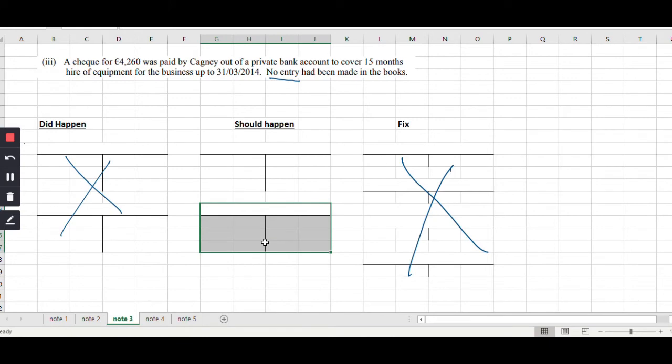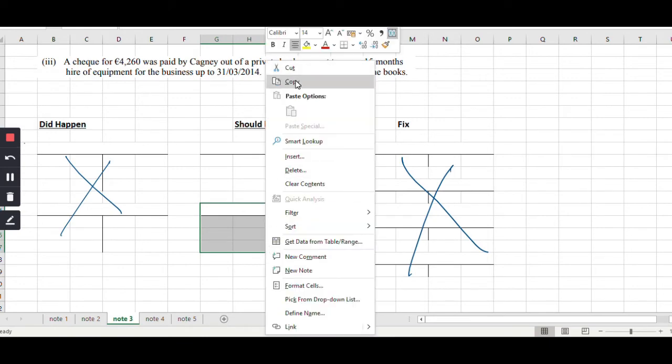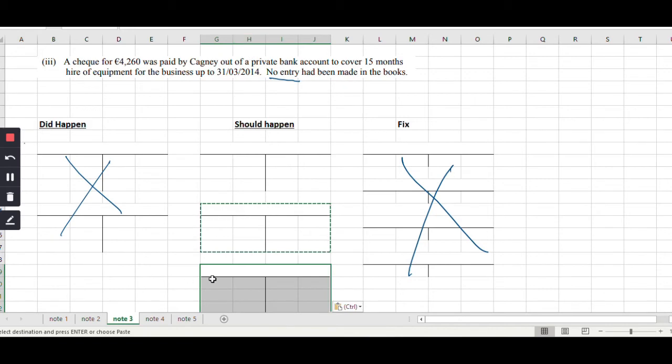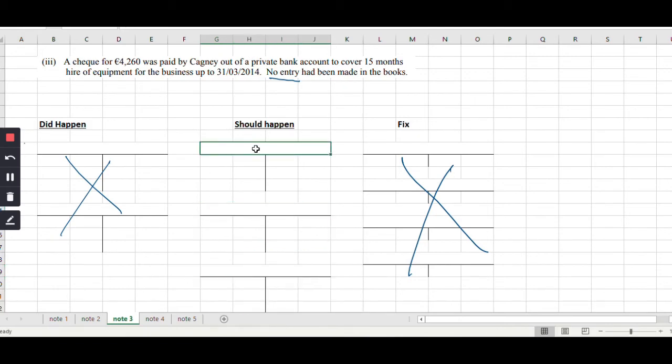So what happens? We actually need an extra account, so I'm just going to copy and paste here. So a cheque paid out of a private bank account, that is capital introduced to the business. So capital would be one account, and the capital introduced would be 4,260.